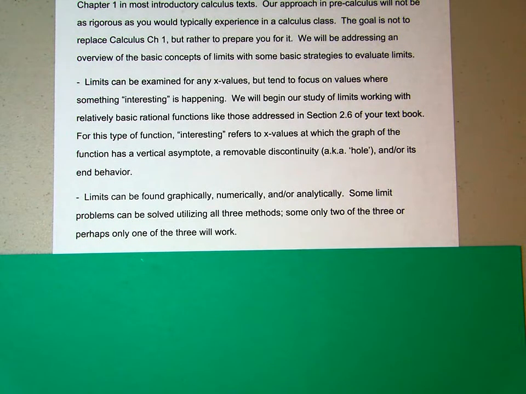Limits can be found graphically, numerically, and/or analytically. Some limit problems can be solved utilizing all three methods. Some only two of the three, or perhaps only one of the three will work.